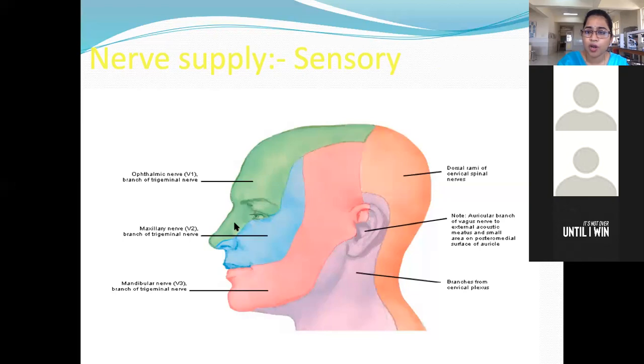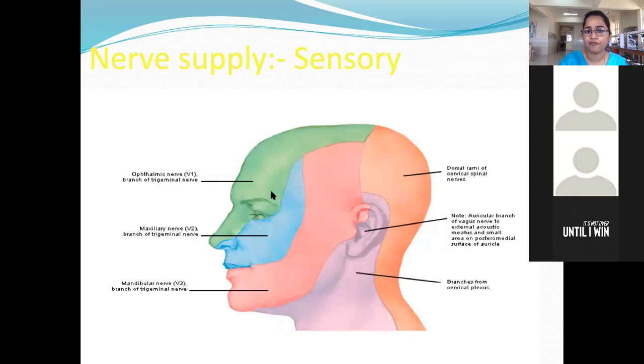External nasal or dorsal nasal. Okay, dorsal nasal. Okay, here we have dorsal nasal. Infratrochlear. Okay, infratrochlear. We have supratrochlear, we have infratrochlear. Supraorbital, dorsal nasal. Okay. And the last branch here on this corner, we have lacrimal.